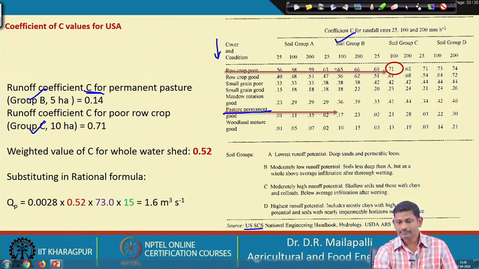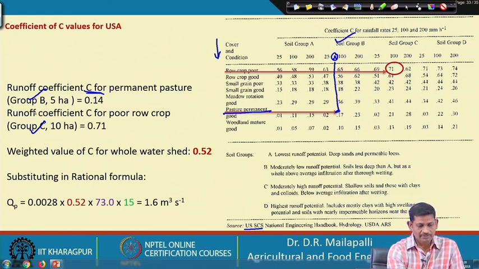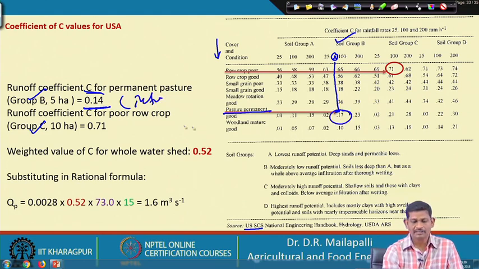Here, in the rainfall intensity rates, what did we get? We got 73, so it might be somewhere here, and that is the corresponding value for group B for 5 hectares. Here it is showing 0.17, but if you interpolate, you get 0.14.